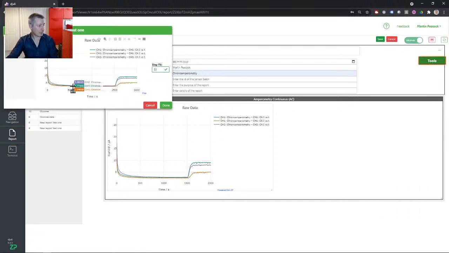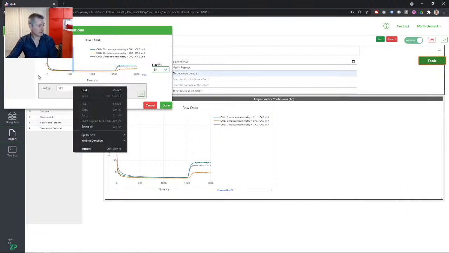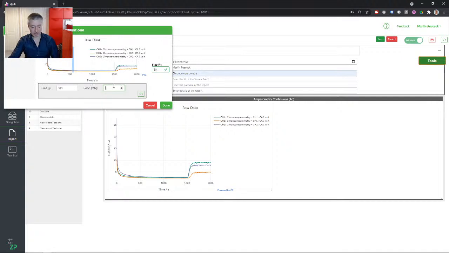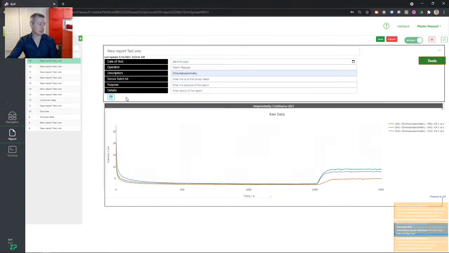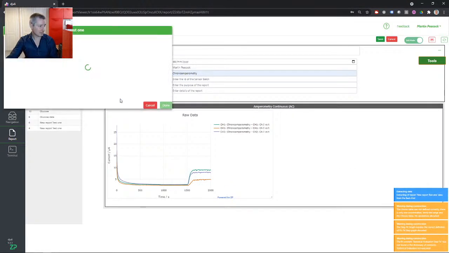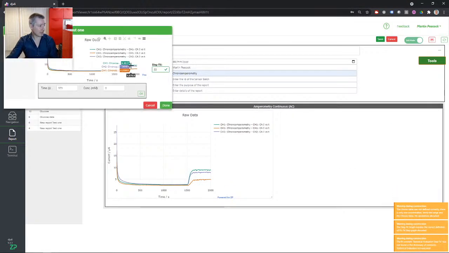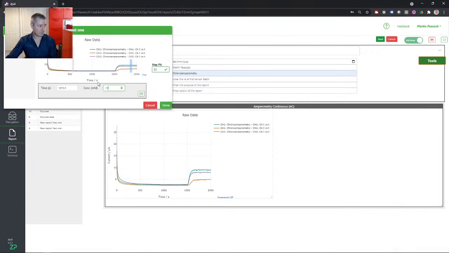So I'm going to actually right click this. That was a right click, okay? So I'm going to say at 0, that was 0 millimolar at that point. Whoops, I did that wrong. And I'm going to right click here. And I'm going to tell it that that was 10 millimolar.